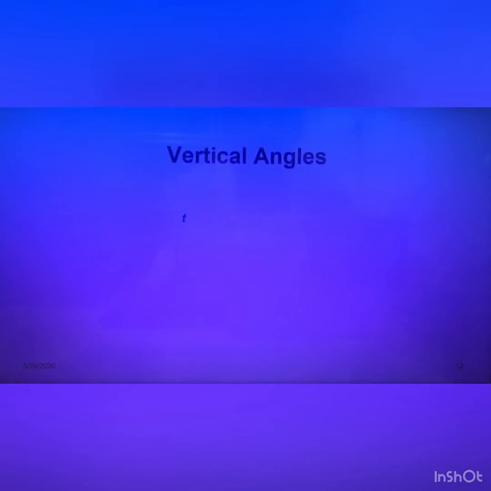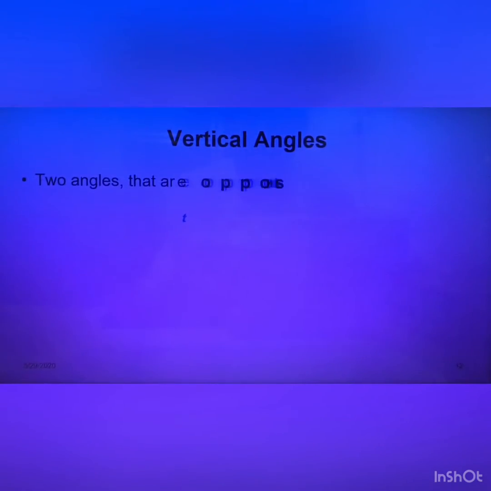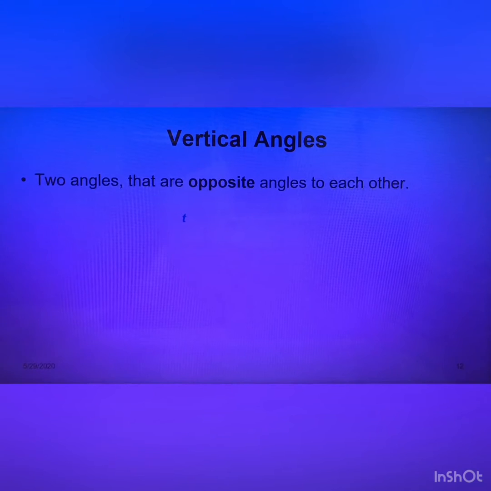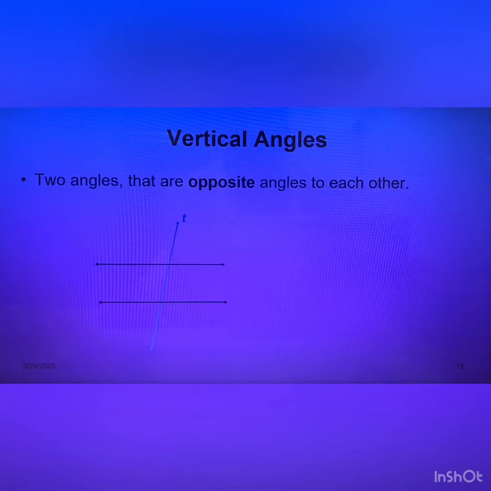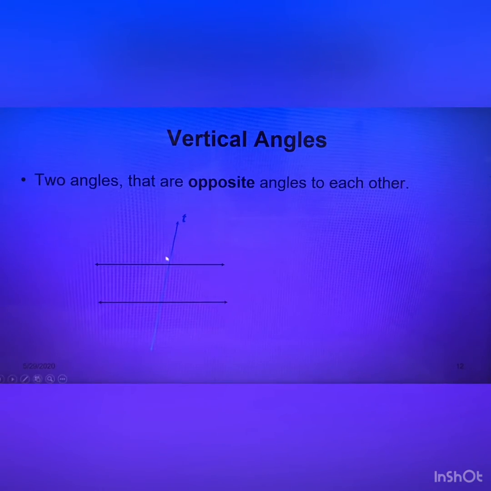Now moving to the next, vertical angles. What do you mean by vertical angles? Two angles that are opposite to each other are known as vertical angles. You can understand it with an example. These are the first line and the second line, intersected by a third line at two different points, then vertical opposite angles are formed here.